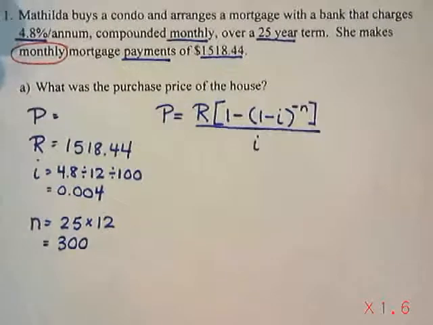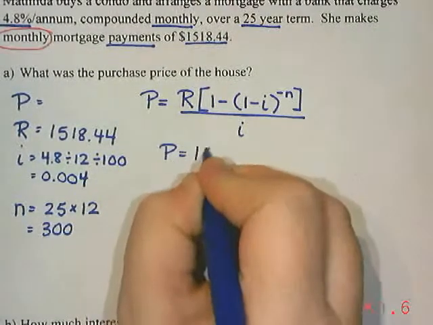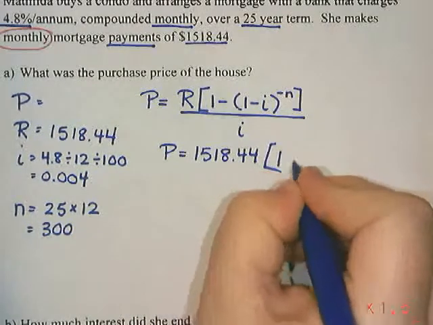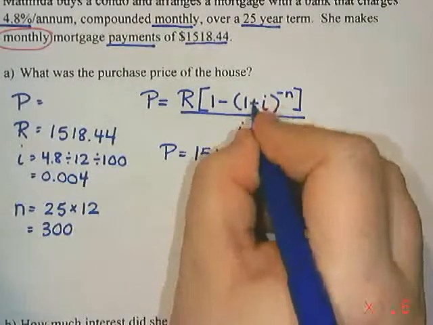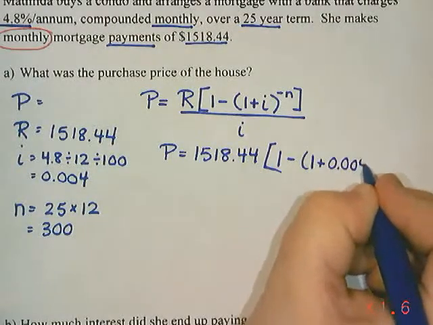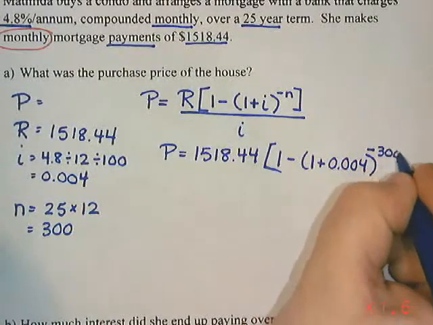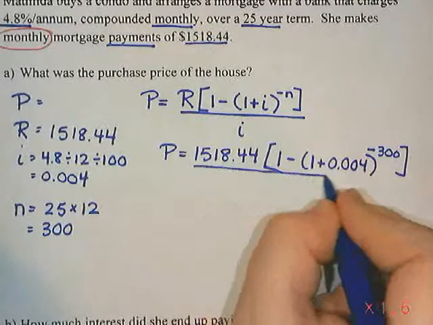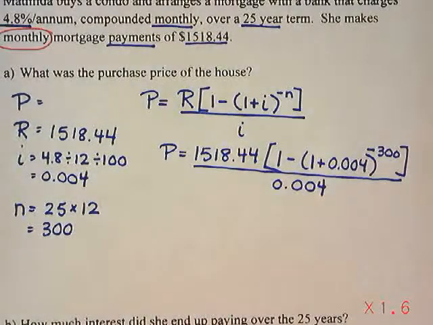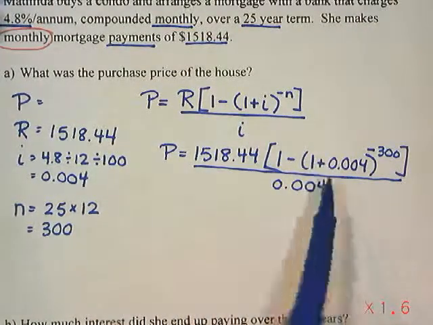All right, so we're going to substitute our values into our formula. So P equals $1,518.44 times 1 minus, sorry, that should be a plus in that bracket there. So 1 plus 0.004 to the power of negative, don't forget the negative, 300. Divided by 0.004. So please make sure you corrected that was a minus sign, but it should have been a plus. That's a plus there as well.